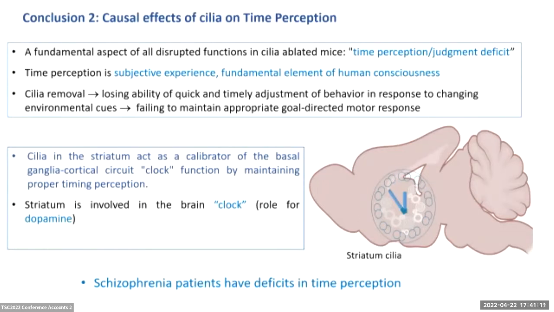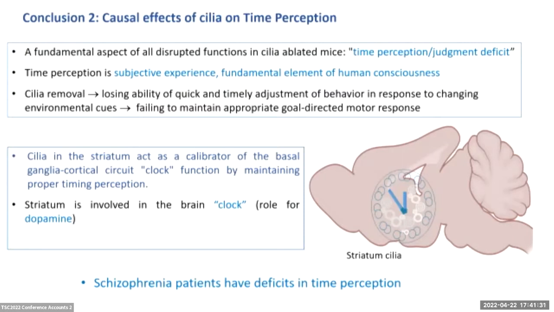all these have one aspect that's time perception or judgment. And that's why we believe that cilia might be involved in time perception, knowing that time perception is a subjective experience and it is a fundamental element of human consciousness. That's why studying cilia might be very interesting as a neural correlate of consciousness.